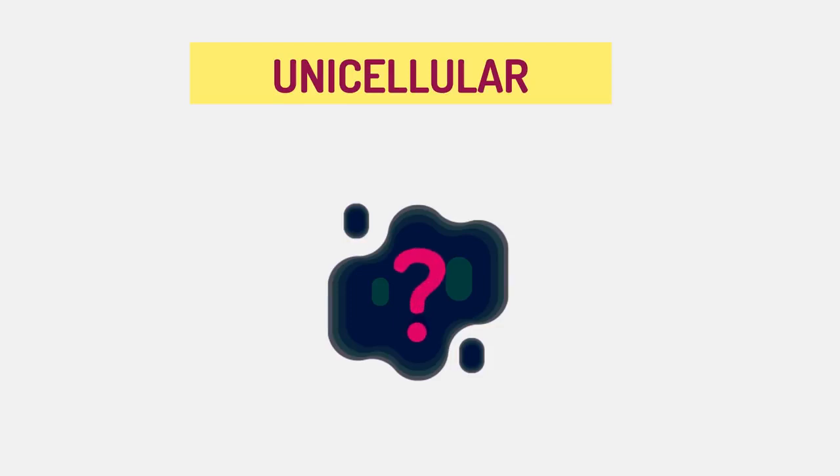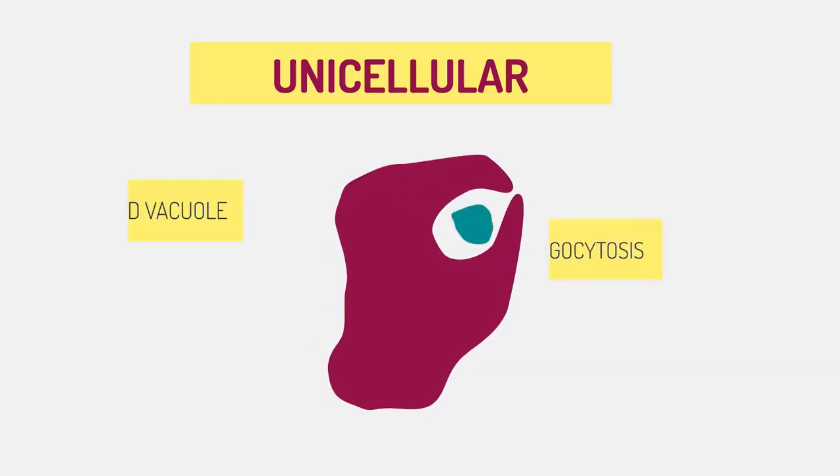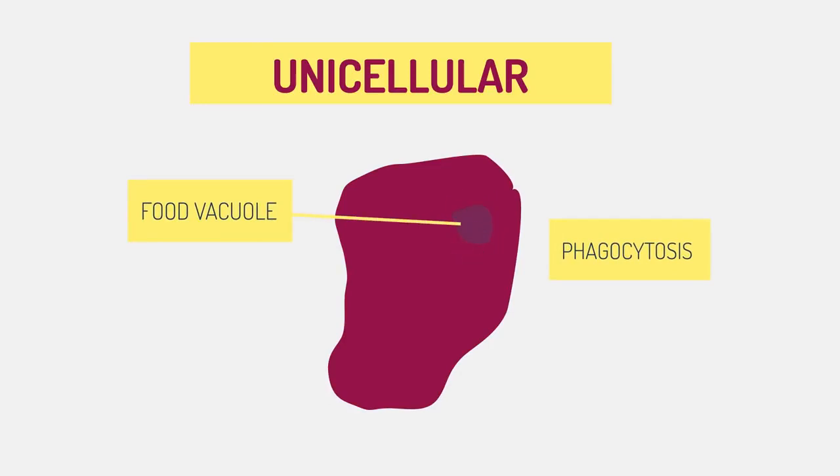I don't need to tell you how we get nutrition, but how does a single cell manage it? Usually by phagocytosis, where the food is engulfed and then stored in food vacuoles inside the organism.